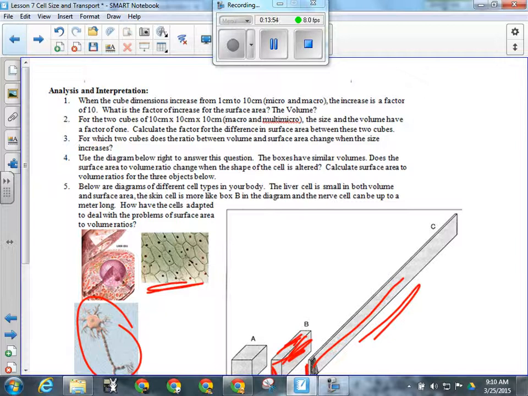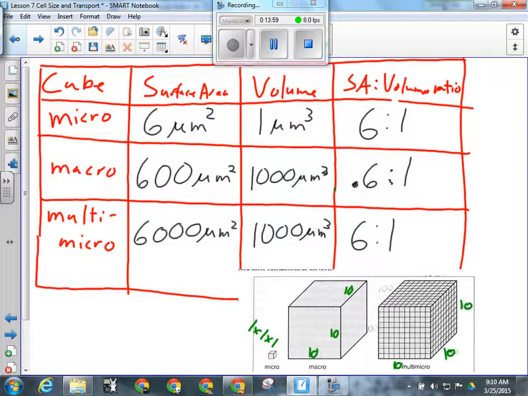How many times bigger did the surface area get? How many times bigger did the volume get? So basically, you just go back to your chart and ask, how many times bigger is 600 than 6? And how many times bigger is 1,000 than 1? I think you guys can figure that out.